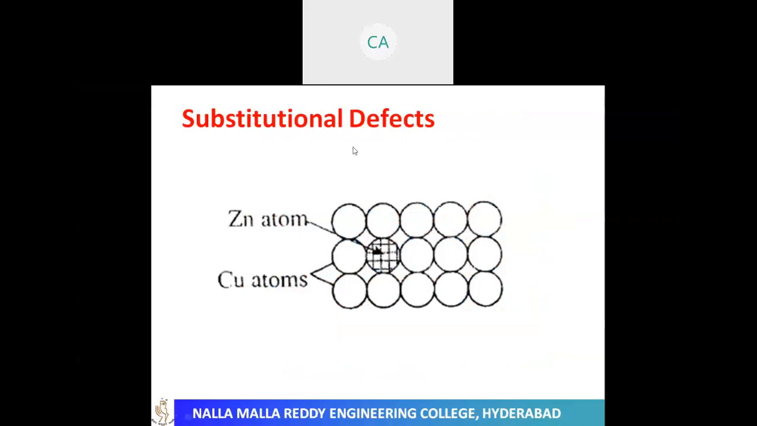Another type of point defect is substitutional impurity. This impurity is created when a foreign atom substitutes a parent atom in the lattice structure. For example, here you can see a zinc atom replaces a copper atom in the FCC structure of copper.